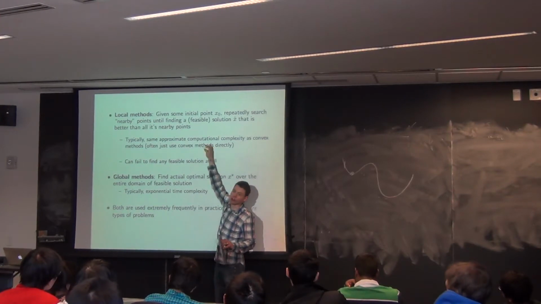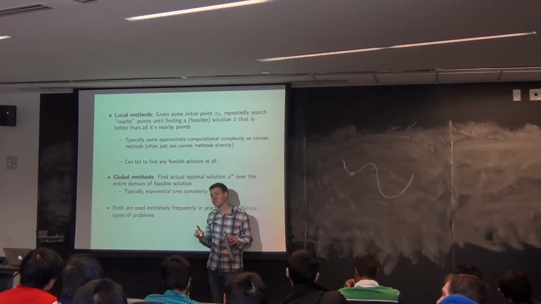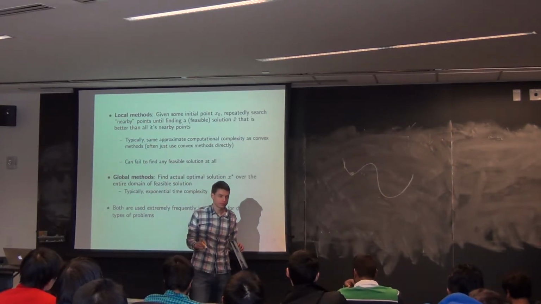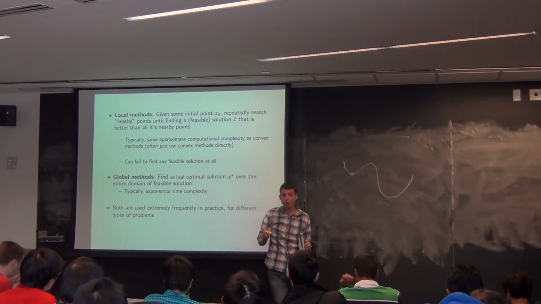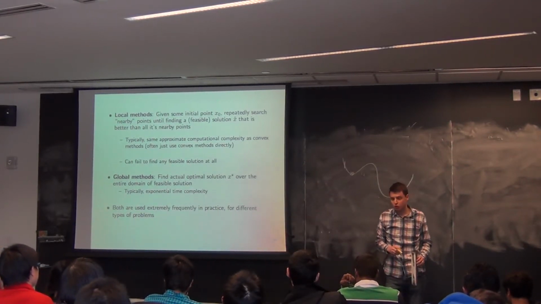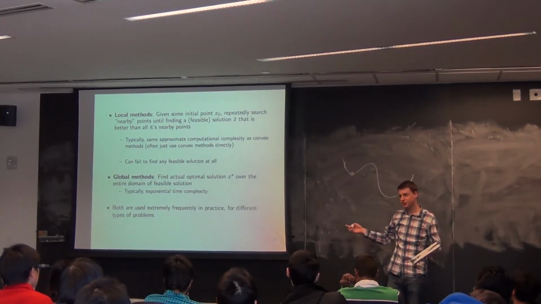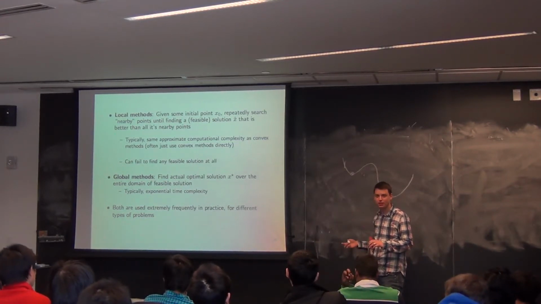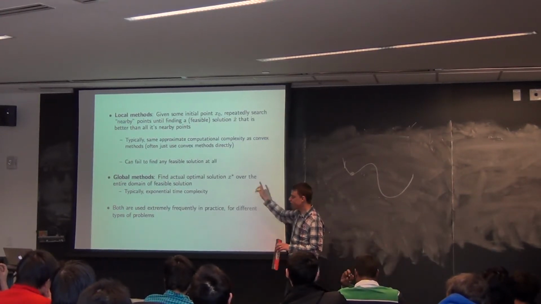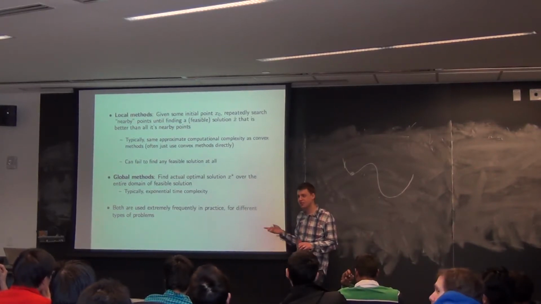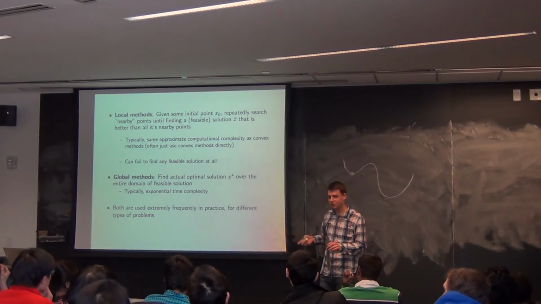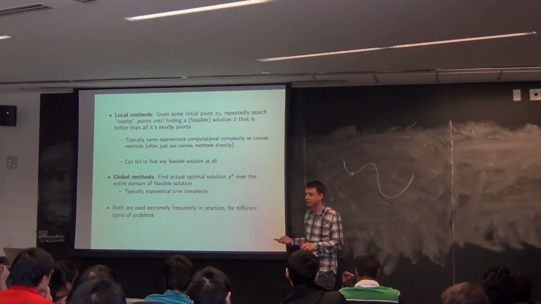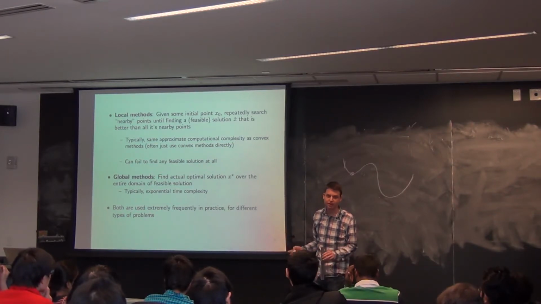But that's local methods. They don't guarantee to find a solution, even if one exists, and they certainly don't guarantee to find the optimal solution. This is in contrast to global methods, which we will spend a lot of time talking about in the course, because some search algorithms are optimal global optimization methods. These find the actual optimal solution. In contrast, they typically have higher computational complexity to get there, say exponential complexity in the problem size.